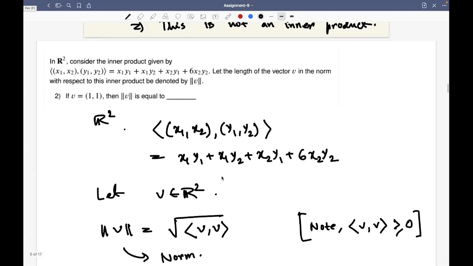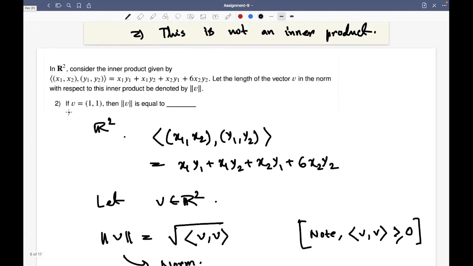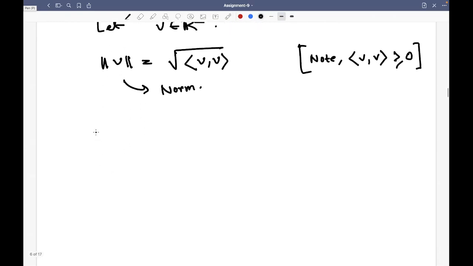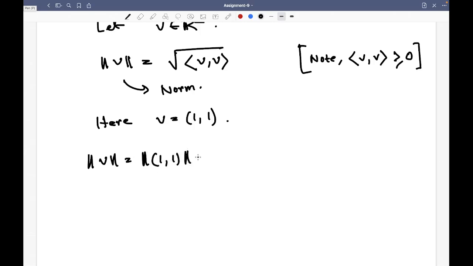So we have to compute the norm of this vector. B is given as (1, 1). So let's check here. B is (1, 1). Then what will be the norm of this? Norm B is the norm of (1, 1). So it will be the square root of the inner product of (1, 1) with (1, 1).